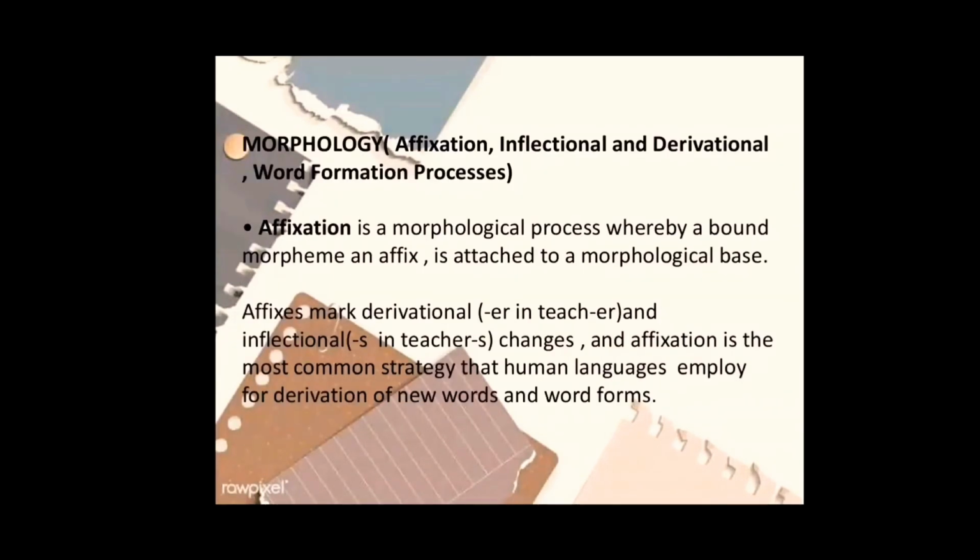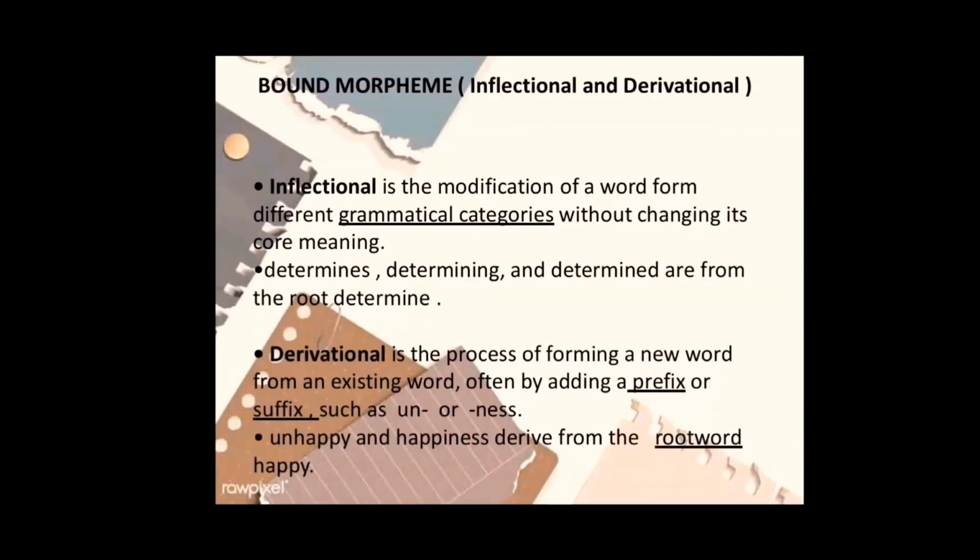Affixation, inflectional, and derivational word formation processes. Affixation is a morphological process whereby a bound morpheme, an affix, is attached to a morphological base. Affixes mark derivational and inflectional changes. Example: er in teacher, s in teachers. Affixation is the most common strategy that human languages employ for derivation of new words and word forms.